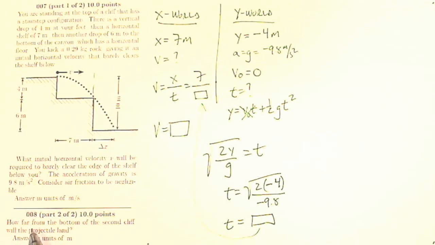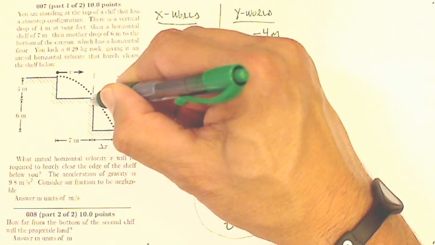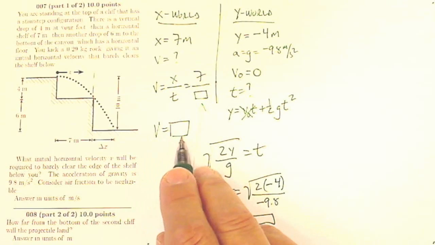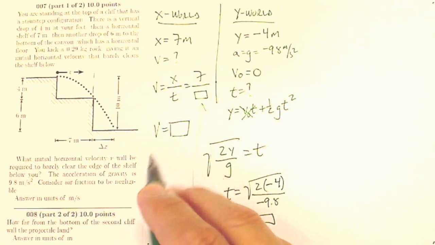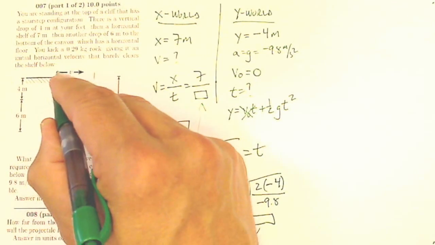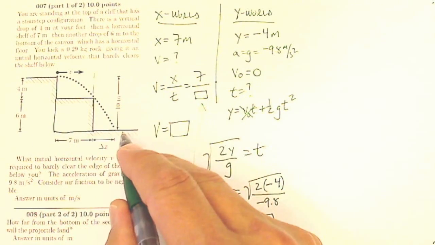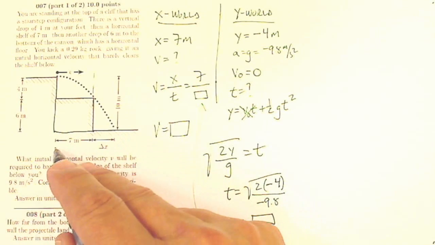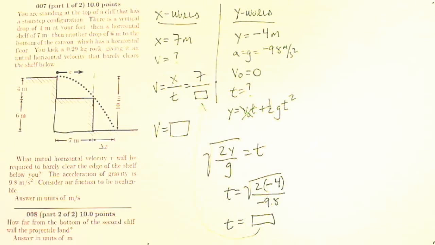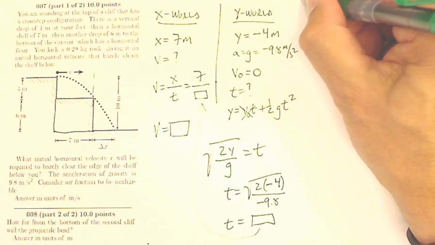Question number 8 says, how far from the bottom of the second cliff will the projectile land? Well, this could be a really complicated problem if you tried to start here. So what I'm going to do is just imagine that I know my initial x velocity now, but I'm going to turn this into a single problem where I'm just going with that velocity and I fall 10 meters. How far am I going to go? Total 7 plus delta x. Okay, so what's this total distance that I travel? It's going to make this problem a lot easier.